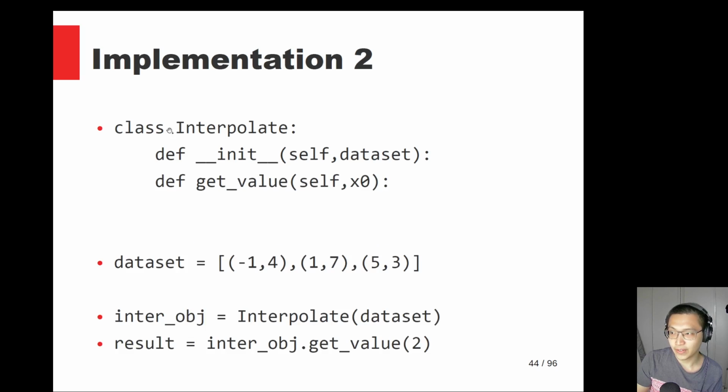In order to use this class, let's say that I have this data set. I need to create an interpolation object that creates an interpolate class with this data set as the starting input, and then I call interpolation object dot get value at 2 in order to see the results. So this is a more object-oriented style of programming this capability, this interpolate function. But now let me try a third approach, which is a more functional approach.